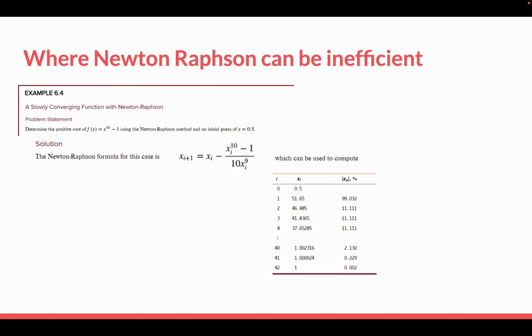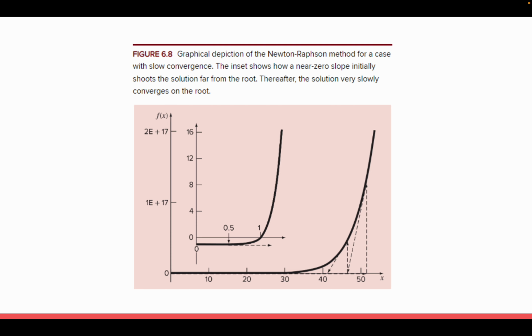In contrast, we have a different function here. When dealing with x to the 10th minus 1, the Newton-Raphson method struggles. Converging is a little bit slower. It takes about 40 iterations to reach the acceptable percent error. The graph illustrates our initial guesses of 40 were far from the x-intercept. Here, we can see we start at 0.5. It goes well past the x-intercept, up to 50, and then it works its way back from there. So not quite as efficient as the first example.